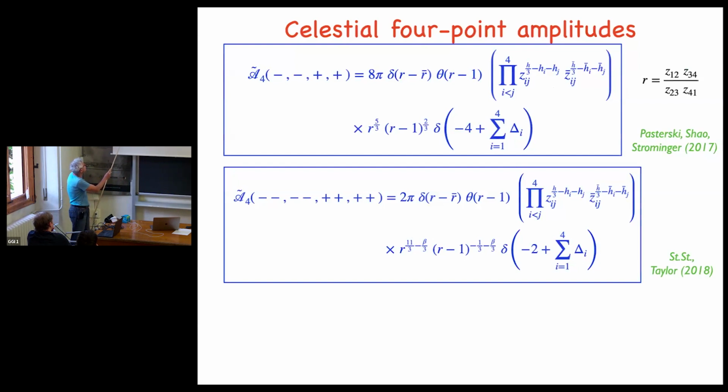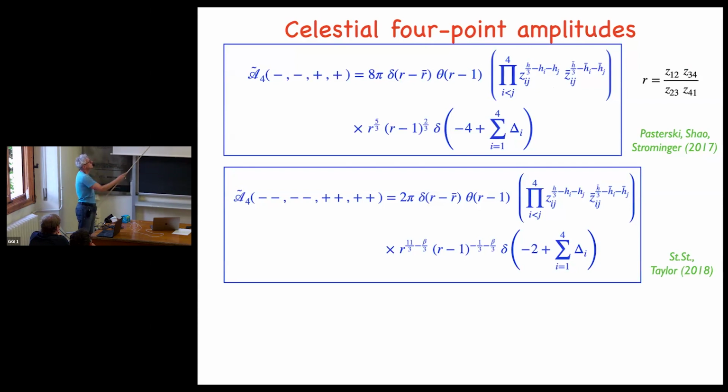This is the 4-gluon amplitude, so there's the MHV amplitude only, and this is the non-vanishing MHV amplitude. So 2 minus gluons and 1 plus, 2 plus. And then you see that already. So the takeaway here is that R is a cross ratio on the celestial sphere.